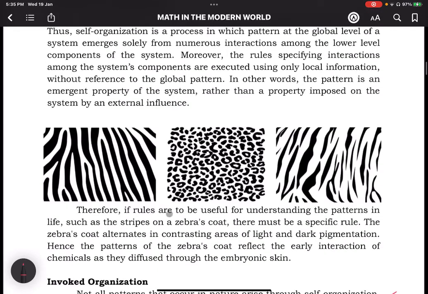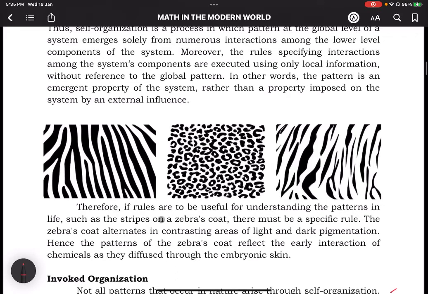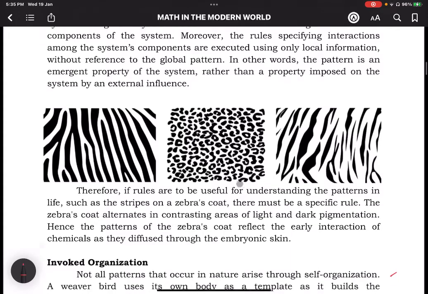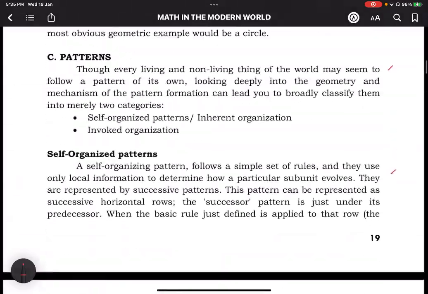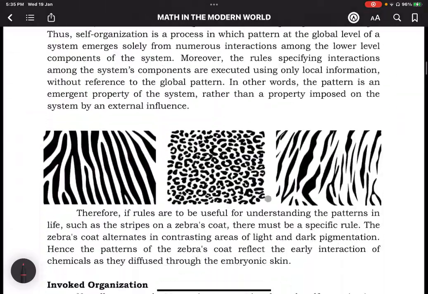So therefore, if rules are to be useful for understanding the patterns in life, such as the stripes on a zebra's coat, there must be a specific rule. So, lahat na nakita nating pattern sa nature, no, ay may pinapalo daw na rule if we consider their self-organization or what we call the inherent organization.